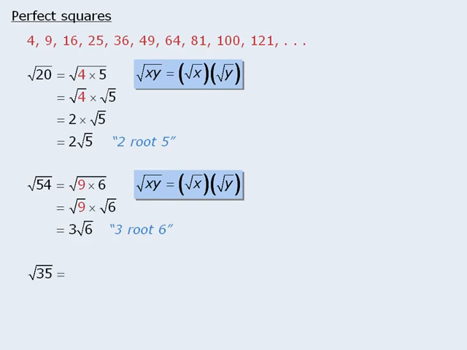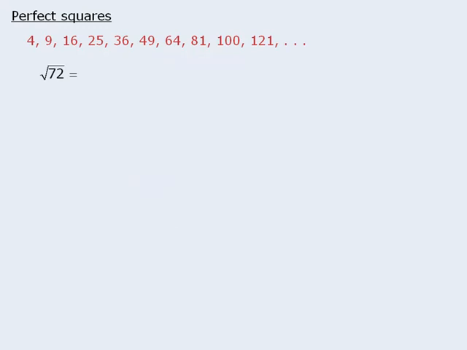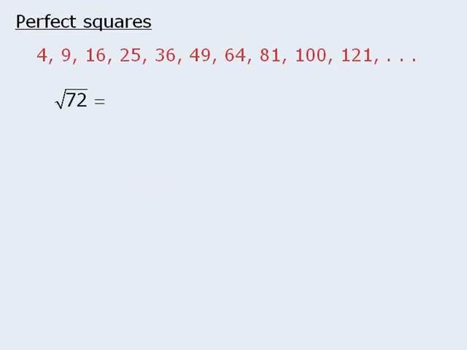What about the square root of 35? Can we take 35 here and rewrite it as the product of 2 numbers where one of the numbers is a perfect square? Well, the answer is no, so we cannot simplify this root any further. Now, when it comes to simplifying roots, we can save a lot of time by finding the largest perfect square that divides into a number.